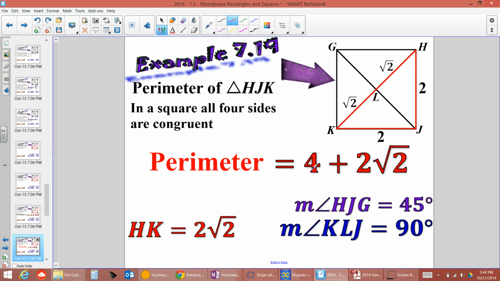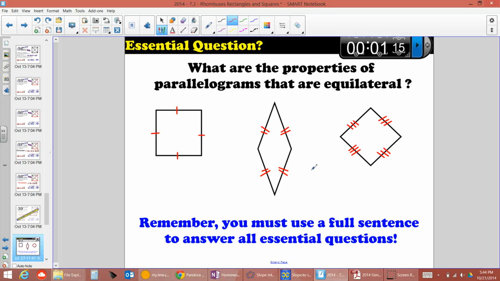Okay, there's your example 7.19, all the parts and pieces. It's going to help you with a lot of those examples. Essential question: what are the properties of parallelograms that are equilateral? That's a rhombus and a square. So think of all the additional rules that we talked about for a rhombus and a square. For a rhombus, the diagonals bisect each other. Well, we know that's a parallelogram, right? The additional rules we have are that they form perpendicular lines, 90 degrees here and here. We also discussed that they bisect the angles. So there are some more rules that you get just from being a rhombus. Now, if it's a square, we also know the diagonals are congruent. We know that it's perpendicular, and we know it bisects. So those three pieces of information are something you should know.